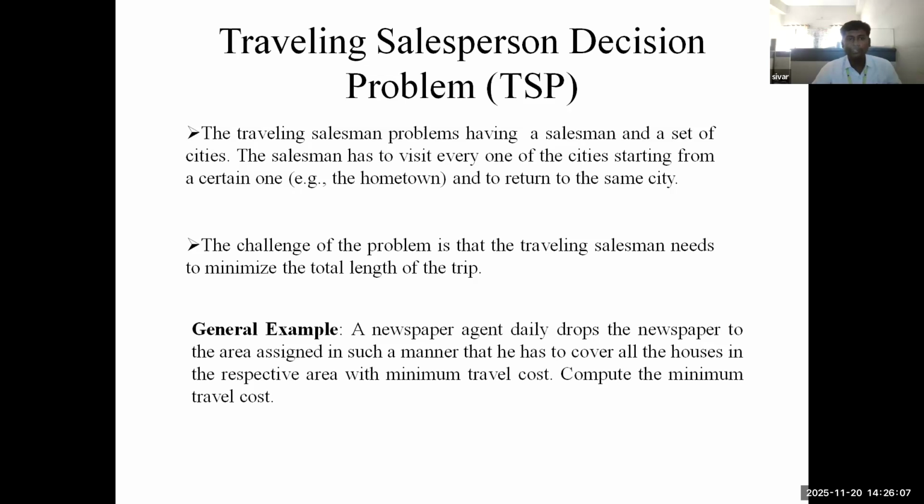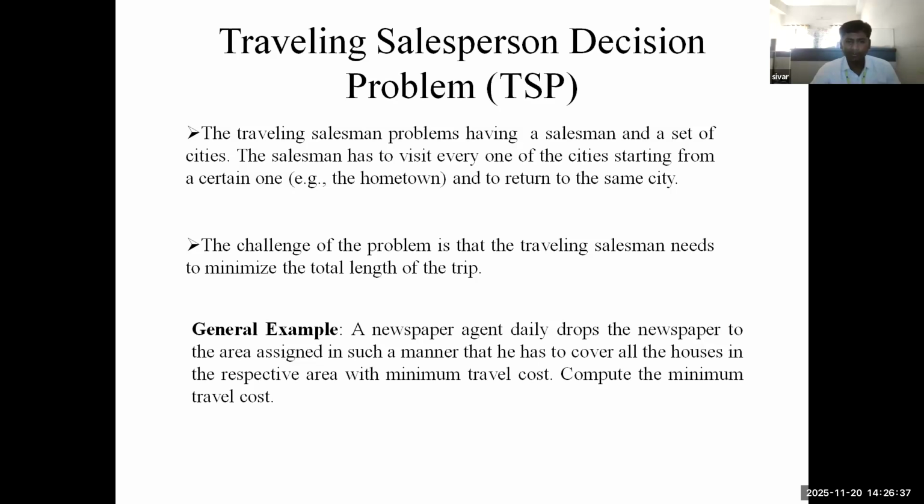to the same city. The salesman has to visit every one of the cities starting from the hometown and return back to the same city. The challenge of the problem is that the traveling salesman needs to minimize the total length of the trip.